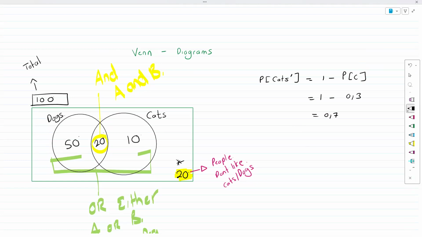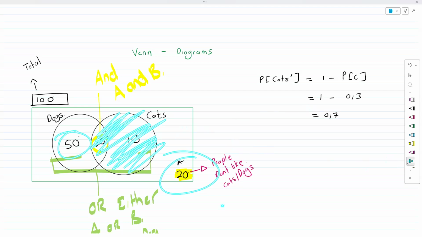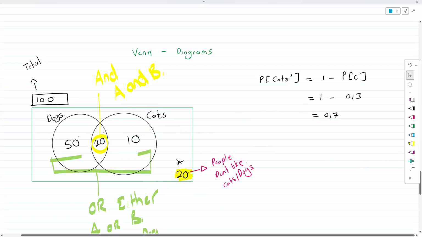So 70% of people don't like cats. And the truth is, this 20 also counts in that 70%. Because if we look at it, for the people that don't like cats, we're going to remove cats. See, there's a cat circle. It's gone. And what's left over is the dog people only and the people that don't like anything. So that's what the probability of don't like cats ends up being.